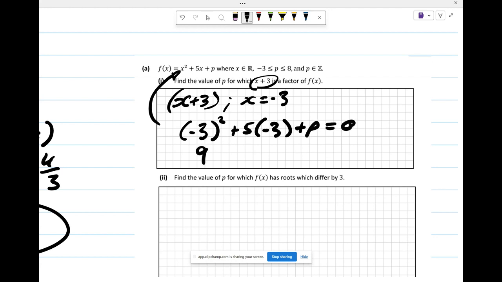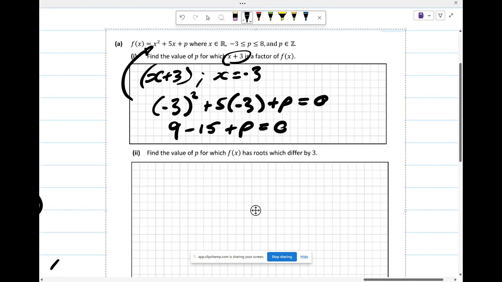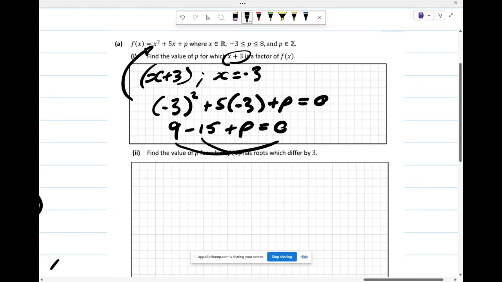So minus 3 squared is just going to be 9. The minus times a minus is a plus. 5 times minus 3 is minus 15. And then just p is p. And then 0. And now we can bring the 9 across to this side and the 15 across to that side, and we're going to see that p is going to be equal to 6. And that's your final answer.